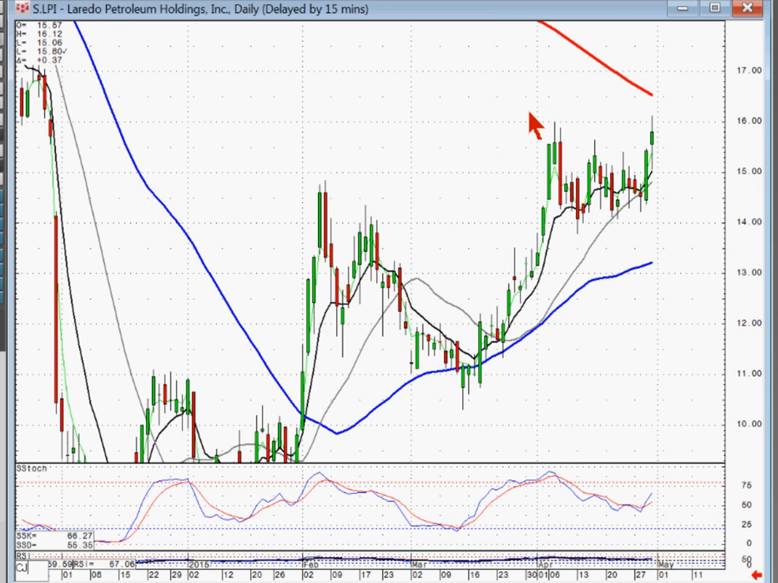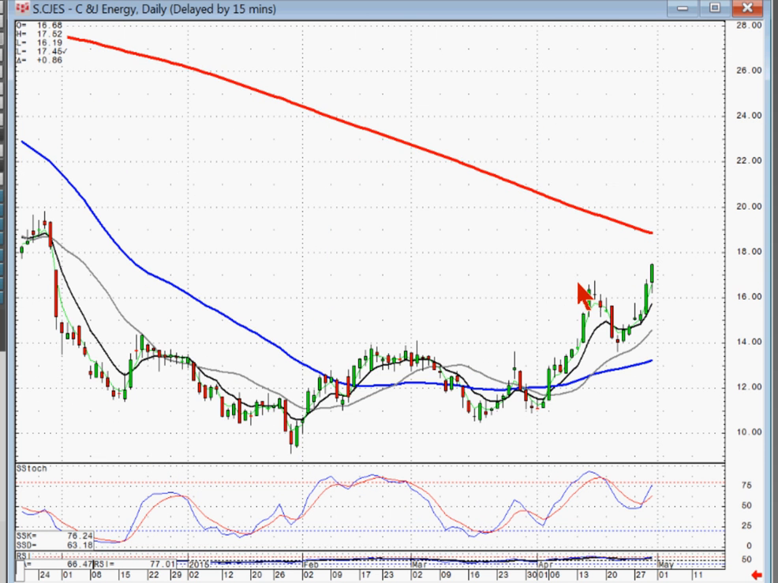We recommended CJES because there's a J-hook pattern. And if it opened positive today and traded positive, what was it doing at this level? It was breaking out, making your target up here.